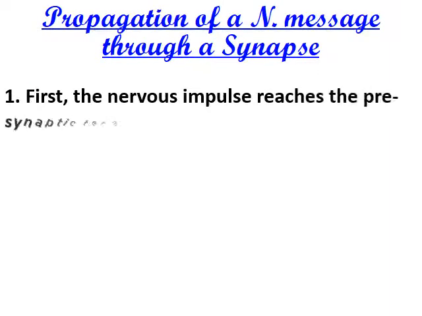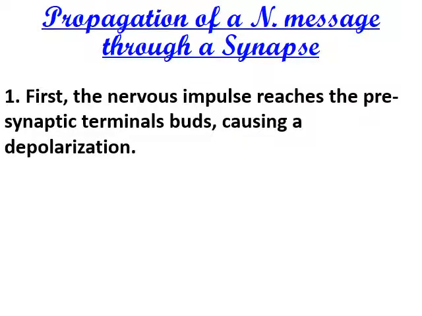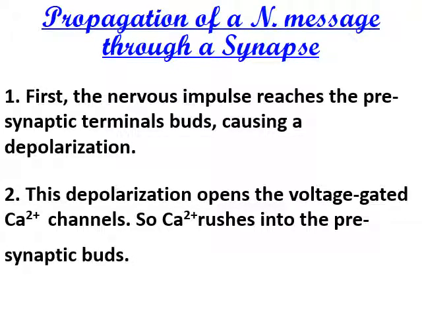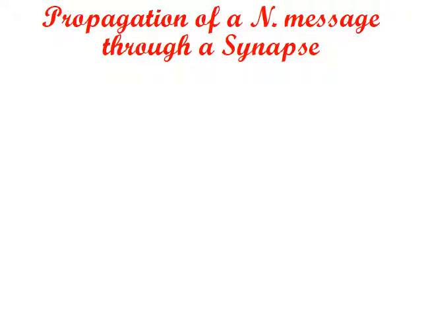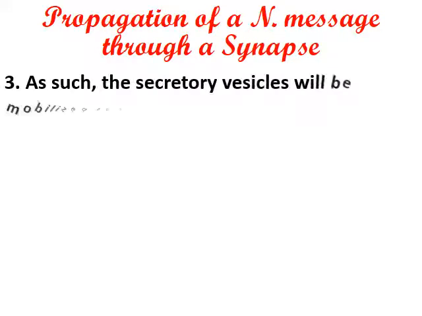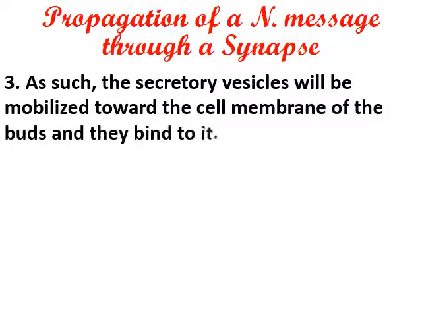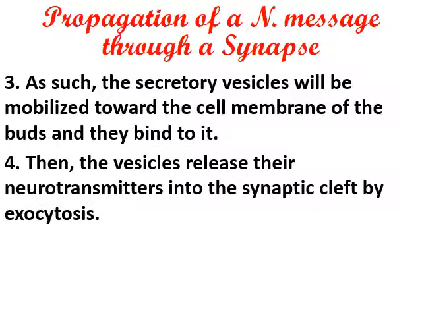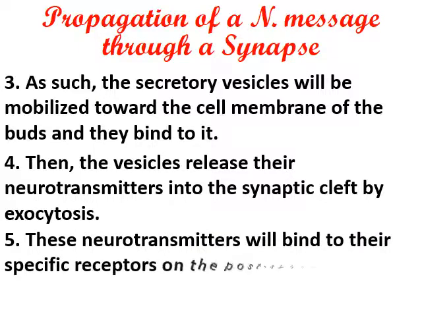First, the nervous impulse reaches the presynaptic terminal buds, causing a depolarization. This depolarization opens the voltage-gated calcium channels, Ca2+ channels, where Ca2+ rushes into the presynaptic buds. Then the secretory vesicles will be mobilized toward the cell membrane of the bud and bind to it. Then the vesicles release the neurotransmitter into the synaptic cleft by a process called exocytosis. These neurotransmitters will bind to their specific receptors, as we said, on the postsynaptic cell.